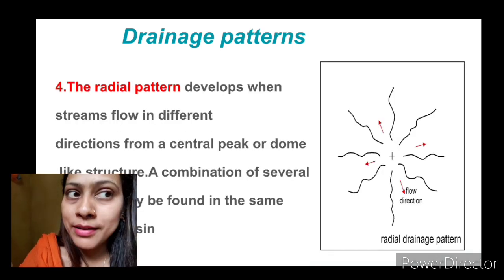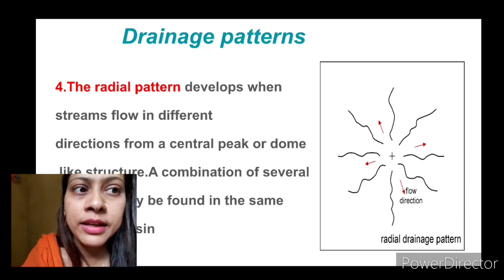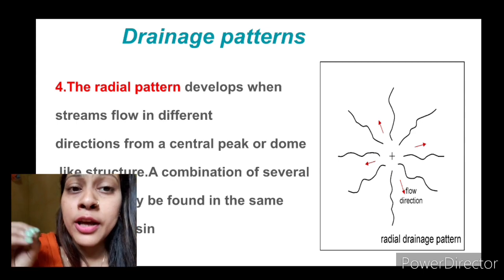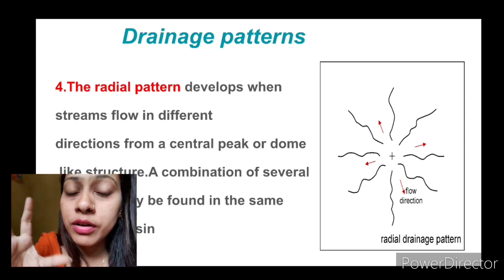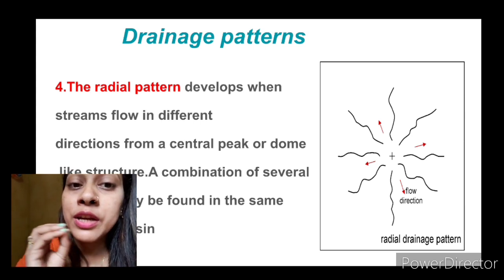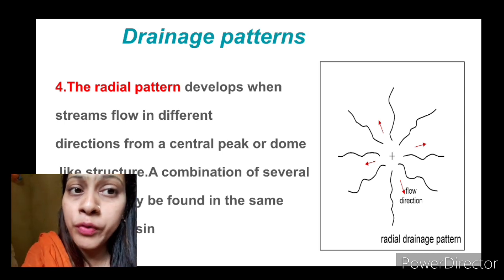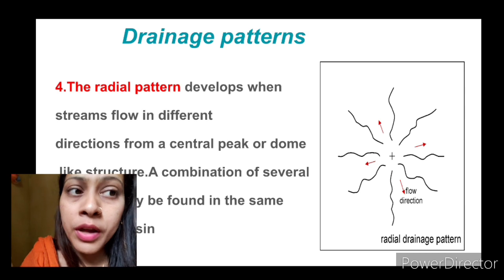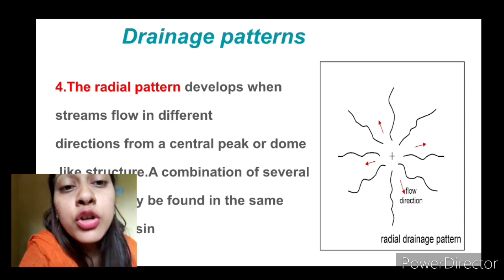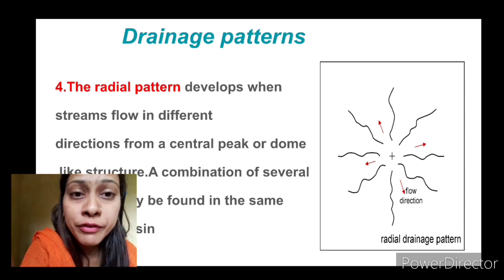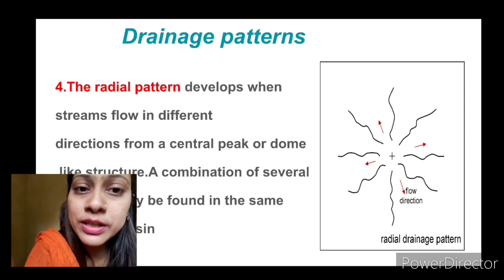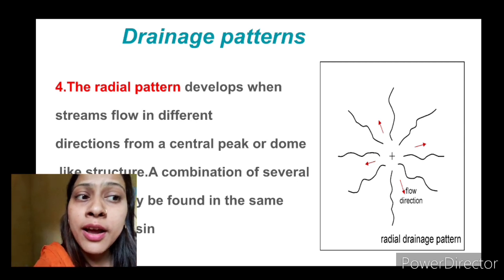The fourth one is the radial pattern. Can you see in the picture the plus sign? The plus sign represents the hilltop. When a particular river, or different tributaries of different river streams, originate from a high hilltop, or from a peak or a dome, that is the plus sign, a high structure, a hilly area, or the peak of a hill. From the peak of a hill, various streams or rivers originate and flow in different directions, and then we call it a radial pattern.